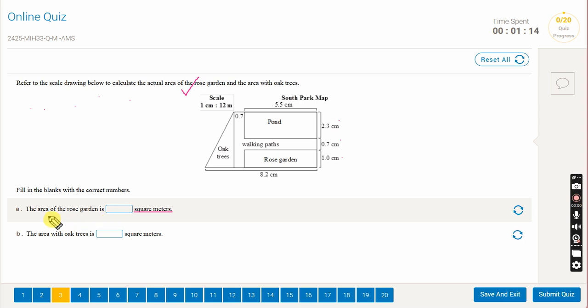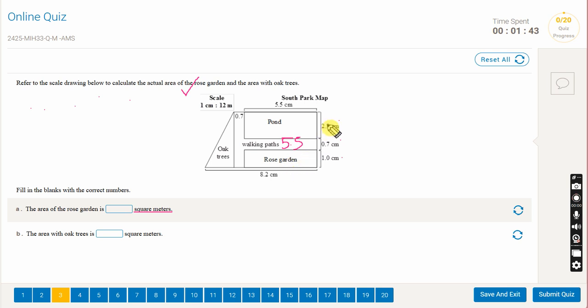So the first one, the area of the rose garden. Now the rose garden, you can see it's a rectangle, right? Above, the pond is also a rectangle. Now look at the length. The length of both the rose garden and the pond is the same. Don't worry about this. They are the same, right? So what will be the length? 5.5. And what is the width? The width is 1 centimeter. Now remember, they're both in centimeters.